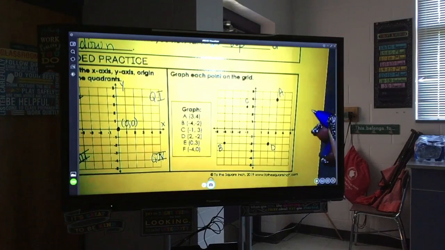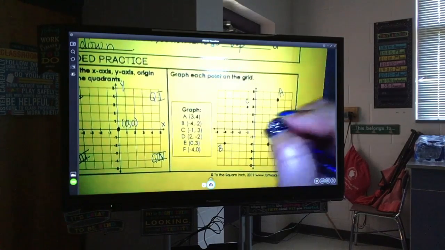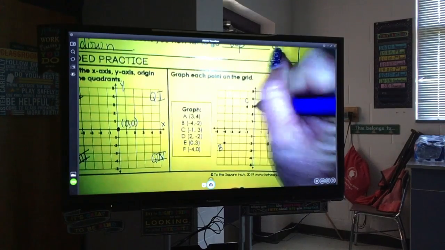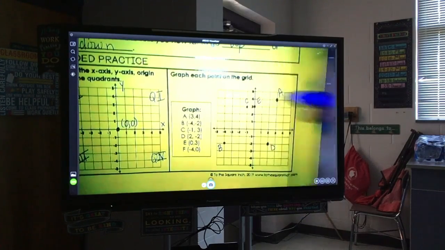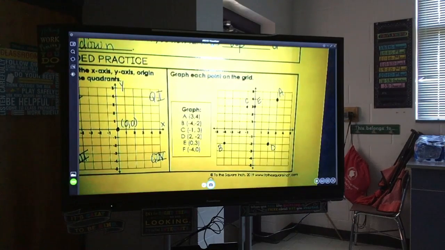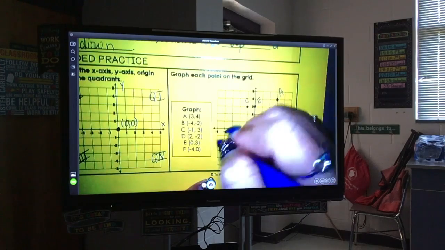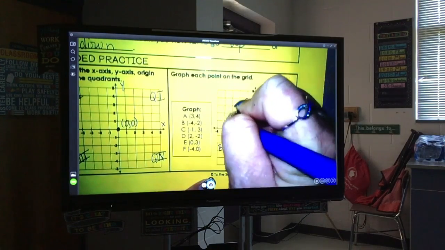For E, Michaela. You just go up. With 0, I don't go anywhere left or right. I just stay there. So just go up 3. And F, Cooper. You go 4 to the left, and then that's it. It's just 0. Okay.